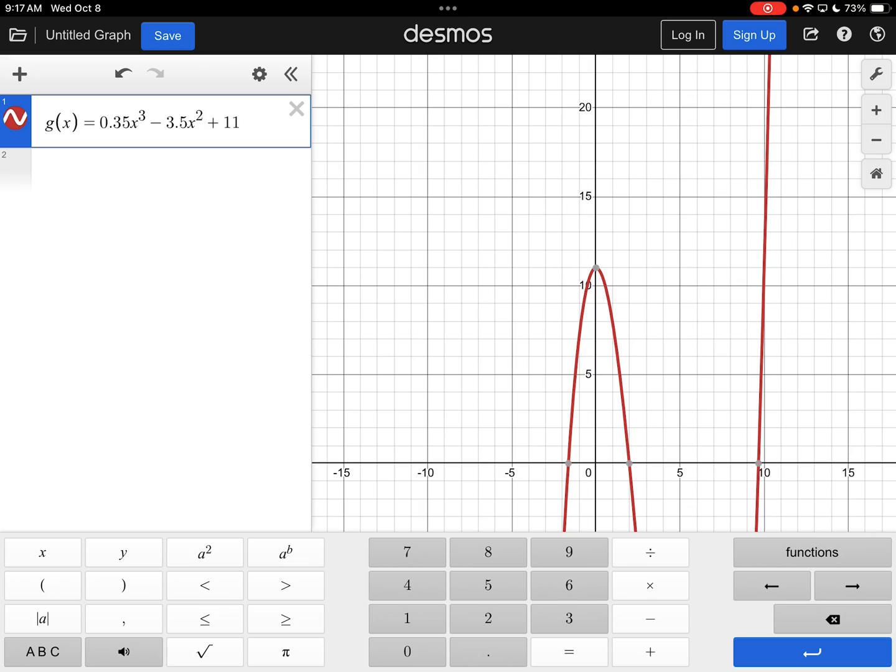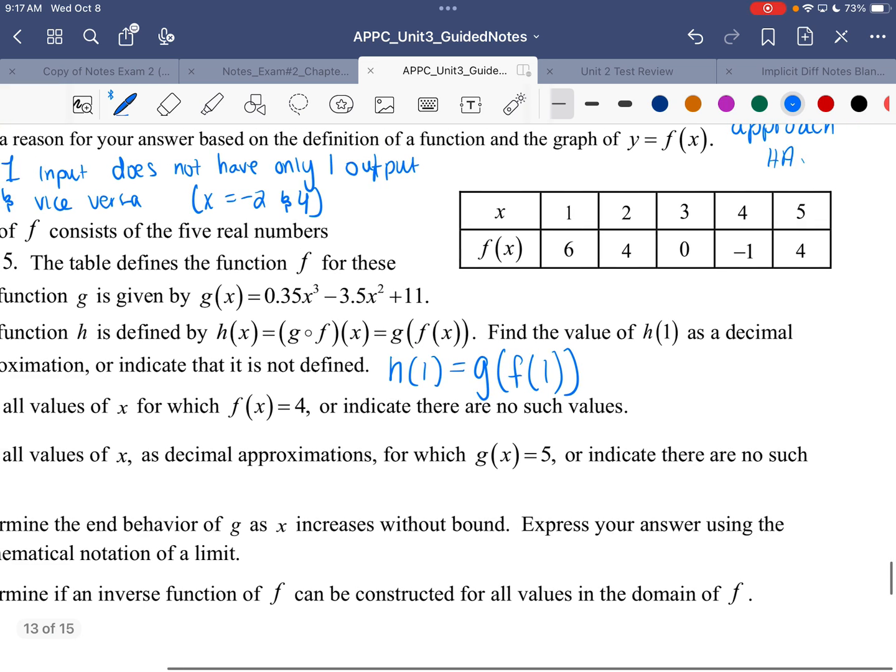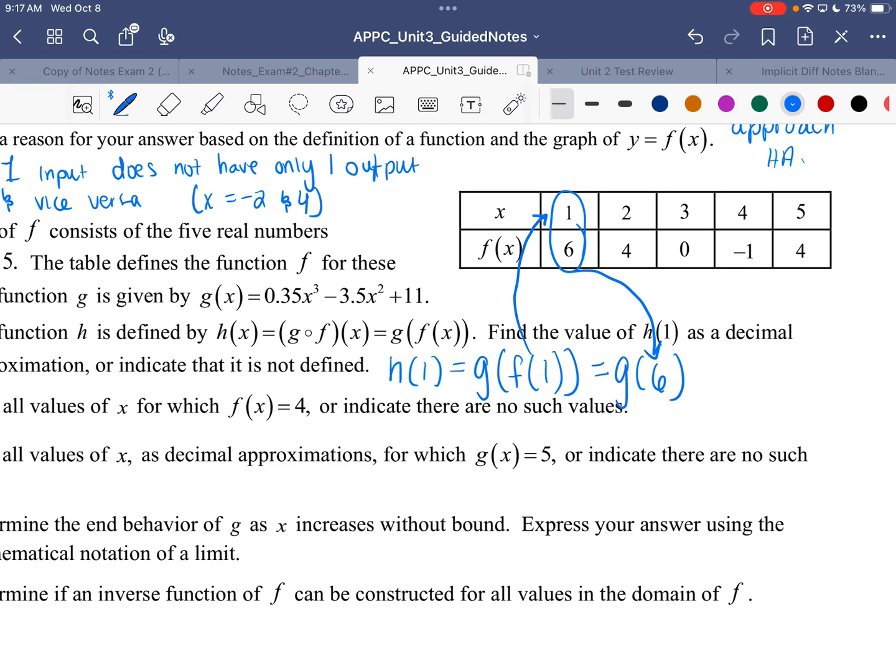Okay, what was f at 1? Because we're plugging 1 into h, and into g at f at 1. What was f at 1? 6. So we really have now g at 6. We're putting that value where there was an f at 1. We're taking the output and putting it in for g.